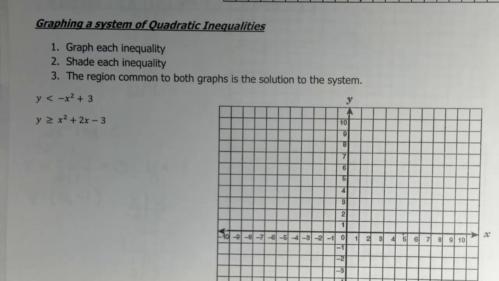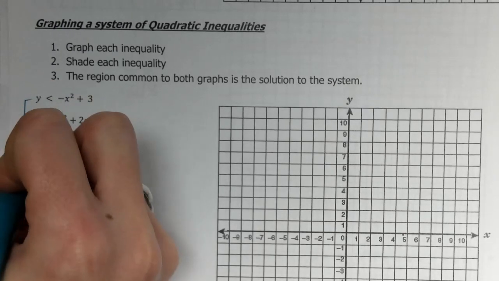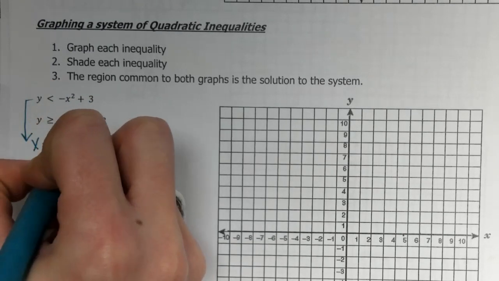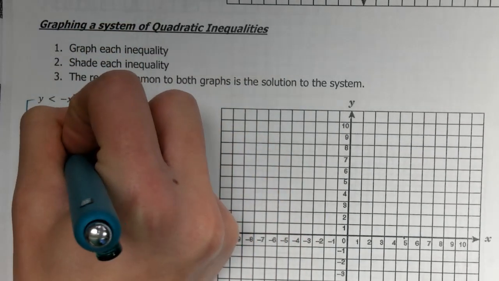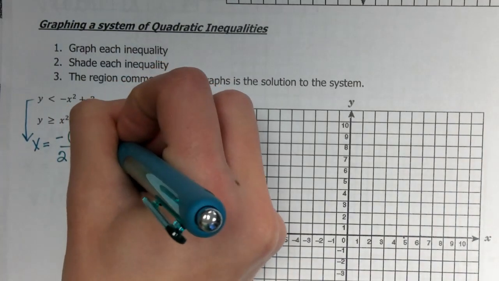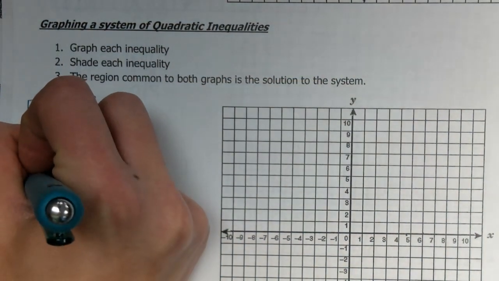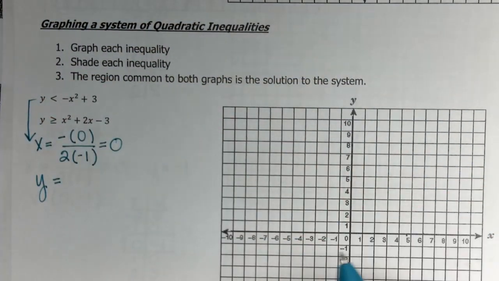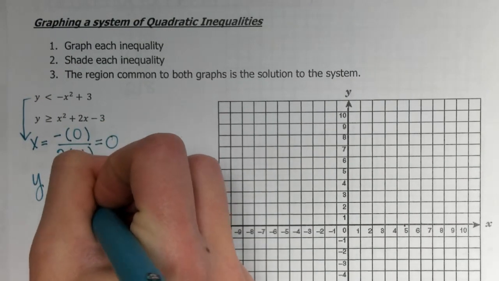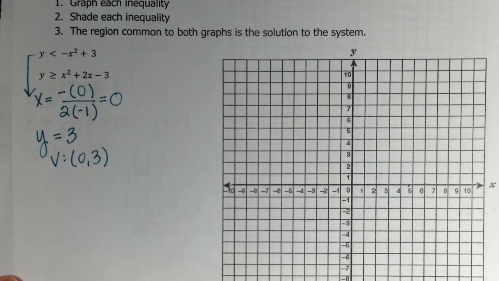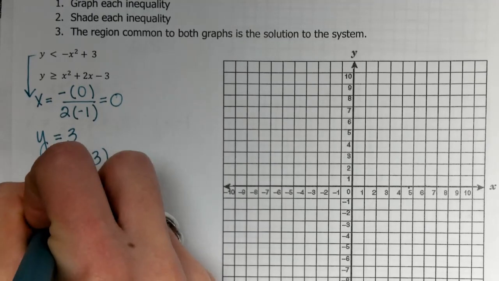Okay? So if I've got y is less than negative x squared plus 3, I'm going to find my vertex. Do I have a b? No, so it's 0 over 2 times negative 1. So my x will equal 0. Okay, so that will make my y equal what? Just 3. So my vertex is at 0, 3. So 0, 3 goes in the middle of my table.